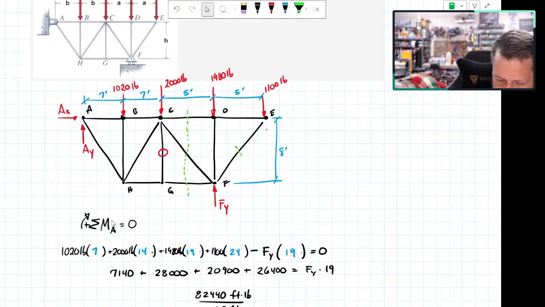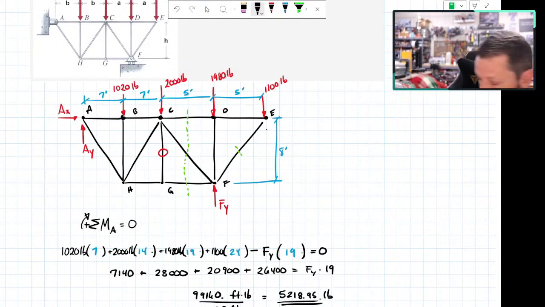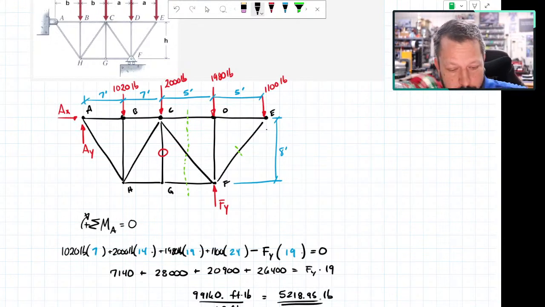Oh, all right. There's the problem. I wrote down the wrong number there. That's a 99160 divided by 19 equals 5218.95 pounds. All right. Check your work. Check your transcription from the problem statement.